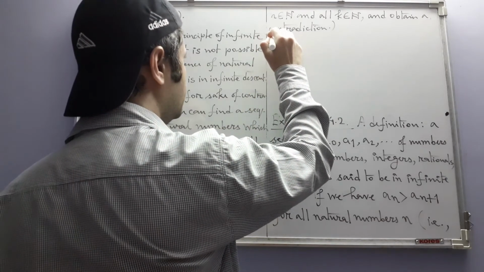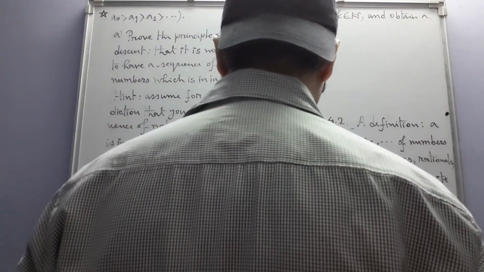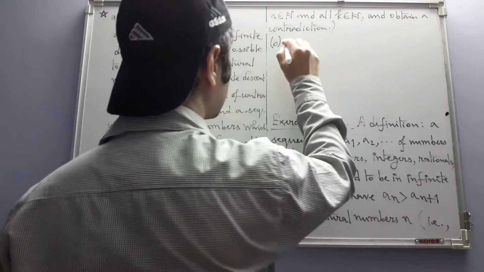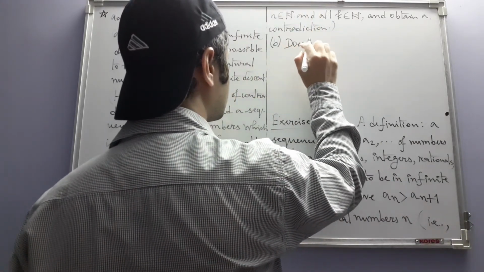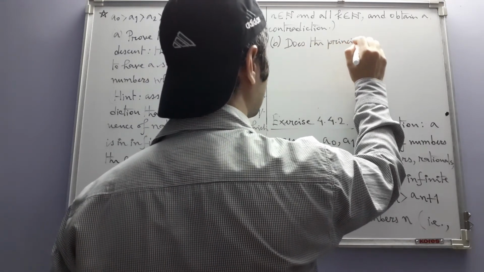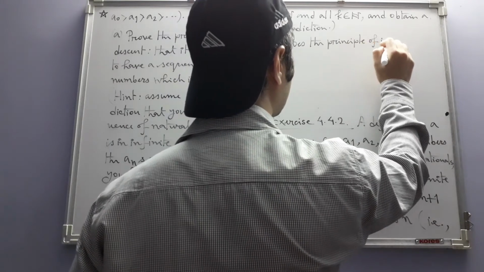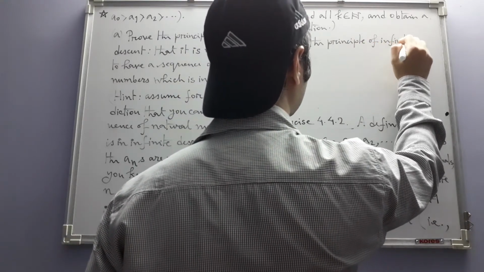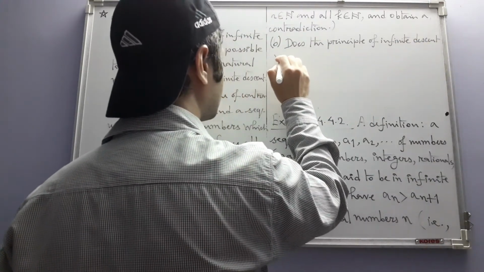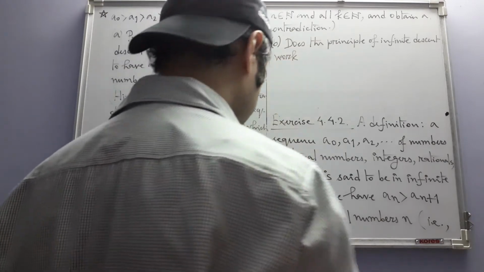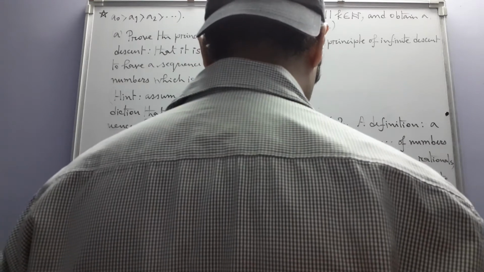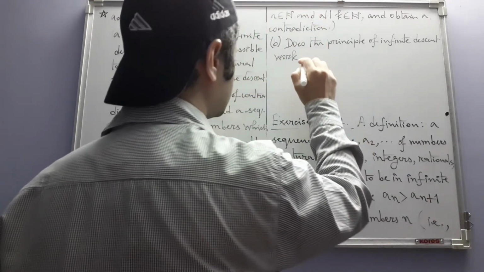And in part B we look at other sequences. Does the principle of infinite descent work if the sequence is allowed to take integer values?